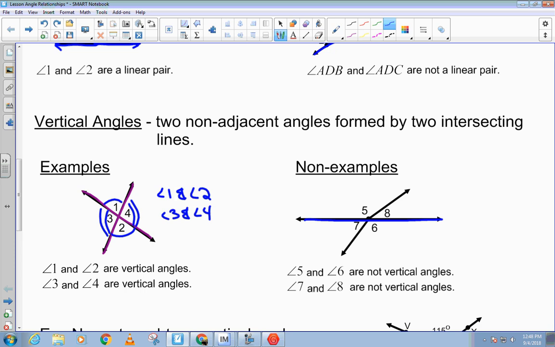I do have a linear pair with 6 and 7. You see that? See how they form a straight line? And actually 5 and 8 do as well. But I don't have the vertical angles here, okay?